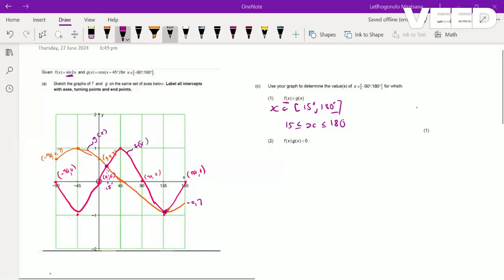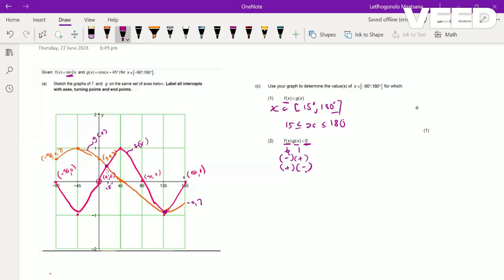Question 2, they want to know where on the graph we can multiply f of x with g of x and get a negative number. The only way we can get a negative number is if either g of x is negative and f of x is positive, or f of x is positive and g of x is negative. We are talking about the y values.